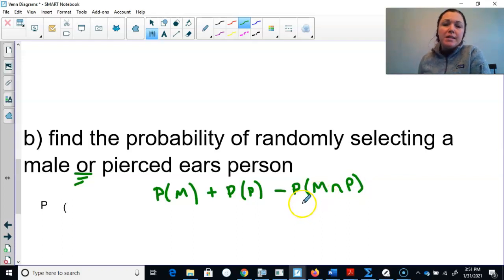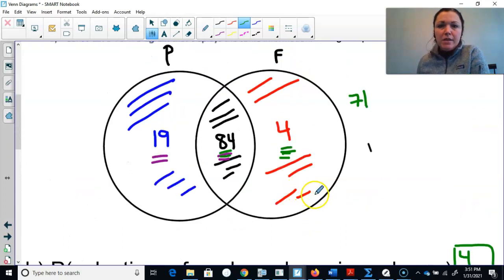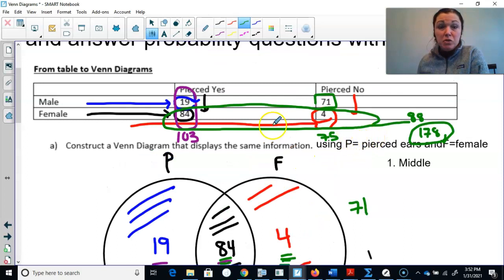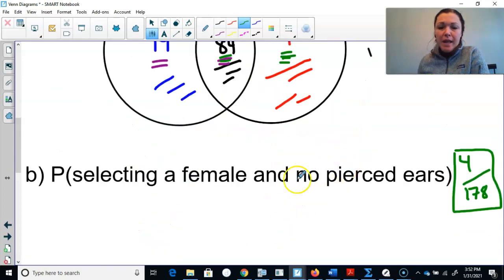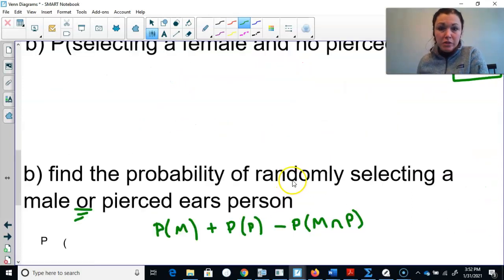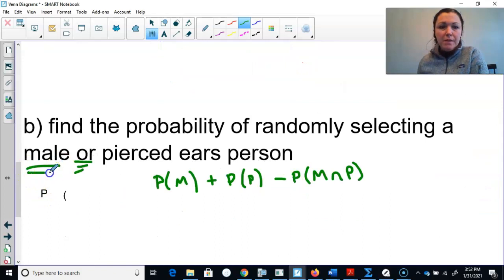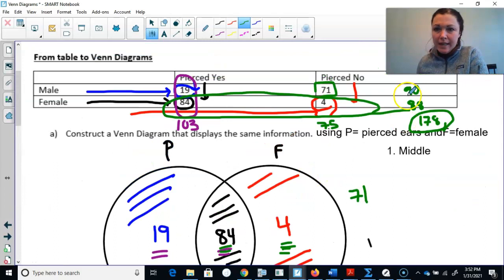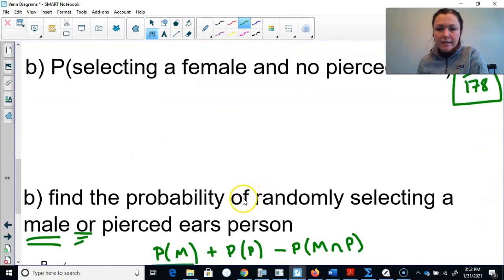Okay, so we want to look at this and ask, what's the probability of being male? I think it's going to be easier personally to read this two-way table here. So 71 plus 19, that's going to give us 90. So again, I'm using that addition rule, and this time I'm using the two-way table. All of the males, the probability of being male, there are 90 out of 178.